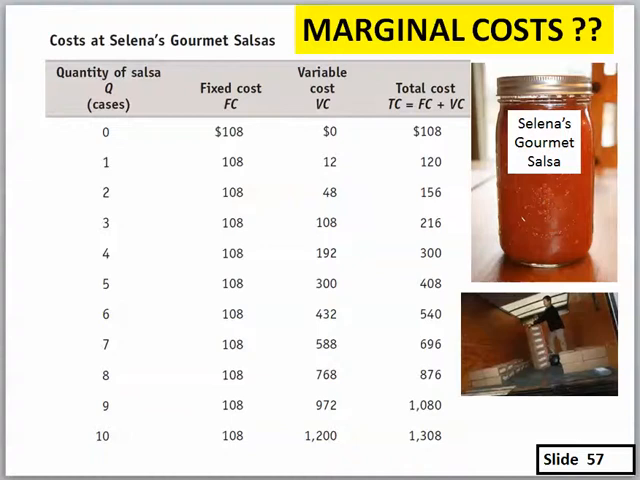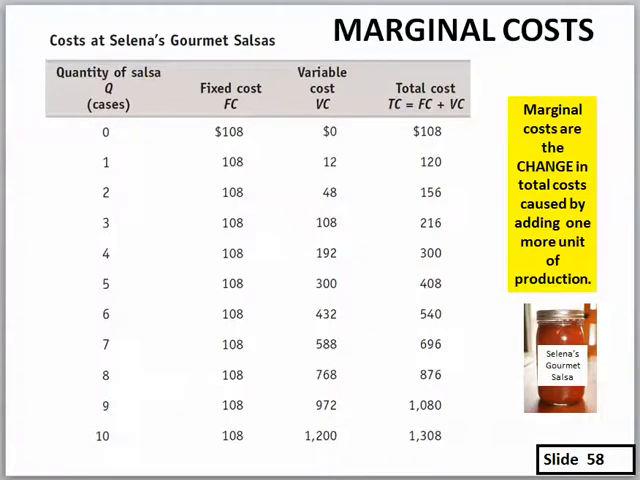Now, what we want to do is measure what's called marginal cost. For marginal cost, what we're looking at is the change in total cost by adding one more case of salsa. And this would be true no matter what we were measuring.